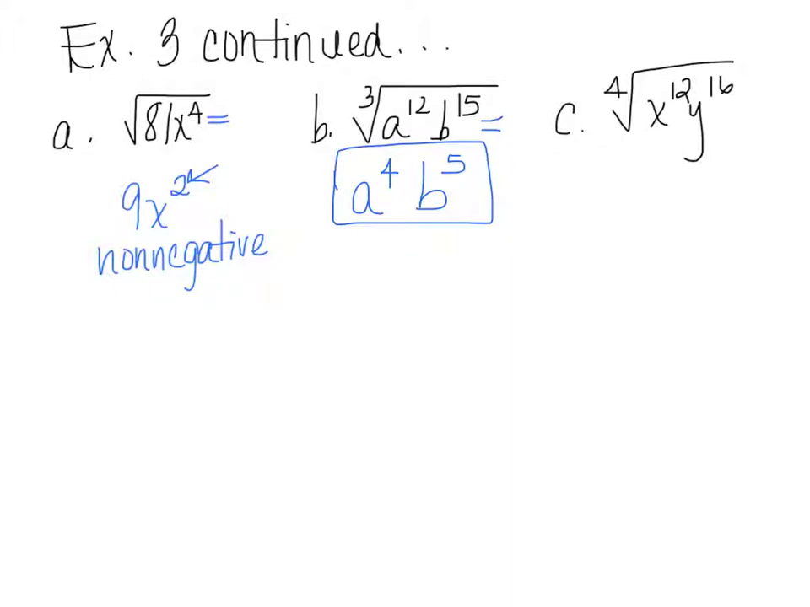Okay? And then the last example, we have an even root. So we got to be careful about our variables. So for 12 x's, group them by 4's, it would be x to the 3rd. Now, because x could be negative, then we are going to need absolute value bars around the x. With 16 y's, grouping them in 4, we get y to the 4th. And this will be non-negative, so we don't need absolute value bars around the y.